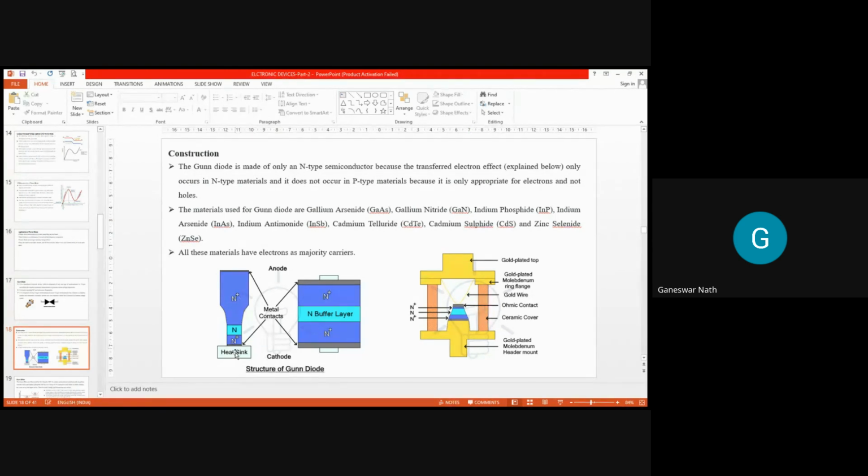Okay. So this is the construction. You can see only one type, N plus, N, N plus, and that is called a buffer layer. It is given to allow the charge carriers to flow from one region to the other region, and metallic contacts are given. This is the detailed structural composition of this Gunn diode. Okay.